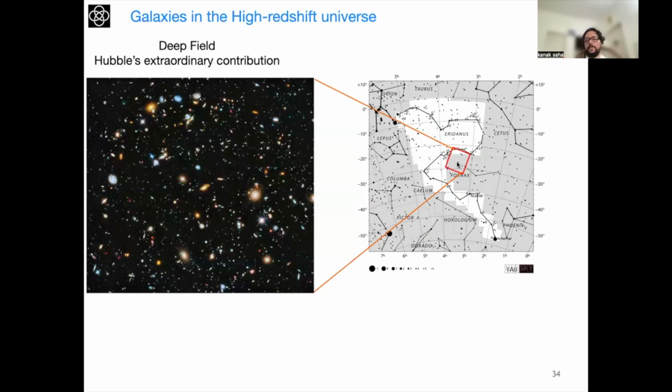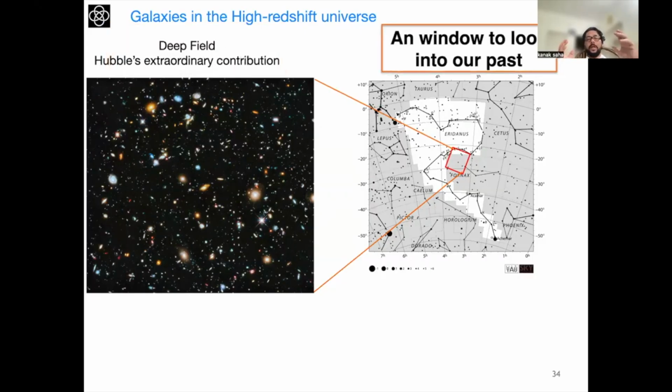when looked at a fairly empty patch of the sky in the southern hemisphere near the Fornax constellation, it just found that there are hundreds of thousands of galaxies in this space, and most of them are distant galaxies. So Hubble sort of opened a new window to look into our past. Actually, the past of our universe. So how do you do this?